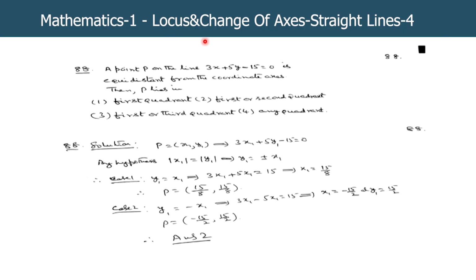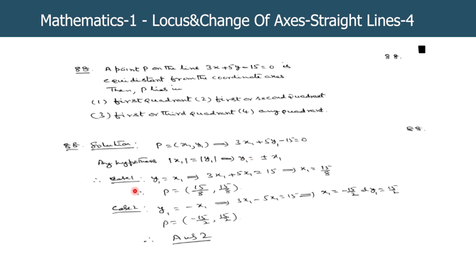A point P on the line 3x + 5y - 15 = 0 is equidistant from the coordinate axes. Then P lies in: 1, first quadrant; 2, first or second quadrant; 3, first or third quadrant; 4, any quadrant. Suppose P(x1, y1) is the point and lies on the given line, so 3x1 + 5y1 - 15 = 0. Now again mod x1 = mod y1 because it is equidistant from both axes. Mod x1 = mod y1 implies y1 = ±x1.